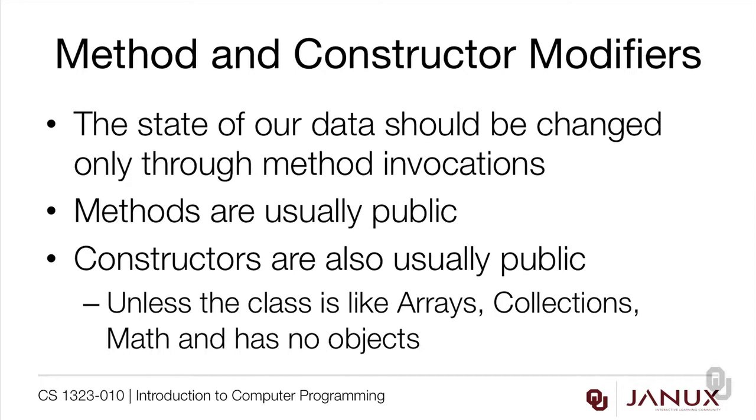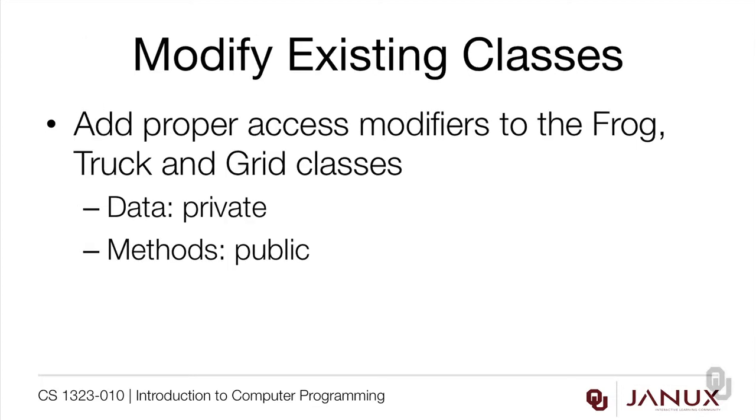Now there are some notable examples, particularly on constructors. You may have noticed that classes like arrays and collections in math have no objects. When you have no objects, you don't need a constructor. And the way you handle that in Java is to make the constructor private. So that's kind of a sneaky little trick. It comes in handy sometimes, though.